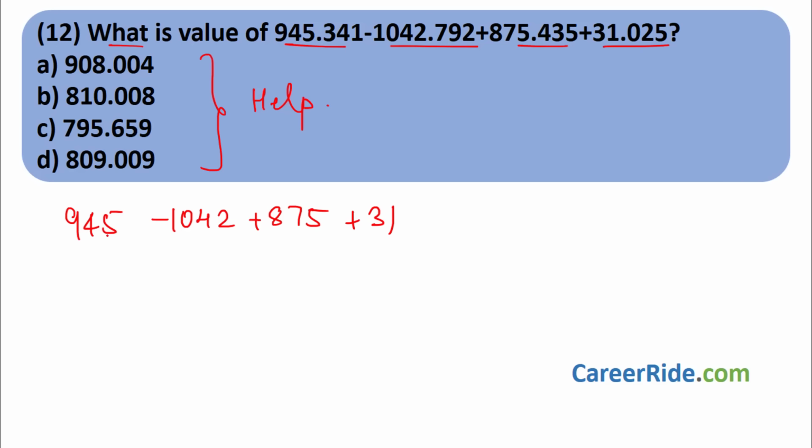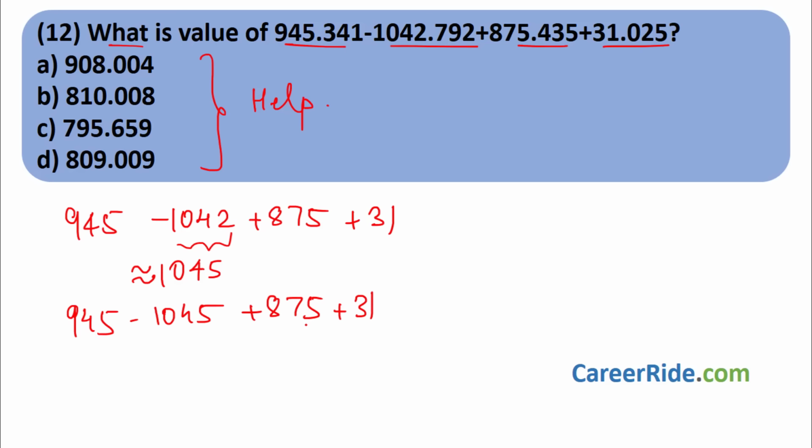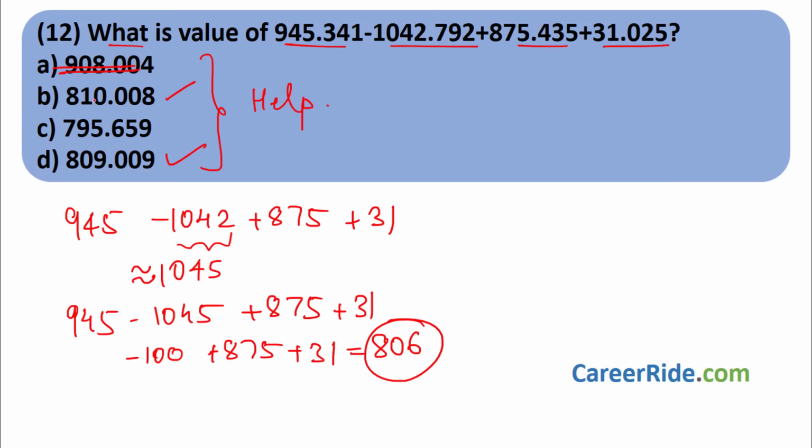Now here we have 945, here we have 1042. So let us assume approximately this to be 1045. So we'll have 945 minus 1045 plus 875 plus 31. What do we get? Minus 100 plus 875 plus 31 would give us 806. So which options are nearer to 806? This and this. So cancel the rest of the options.